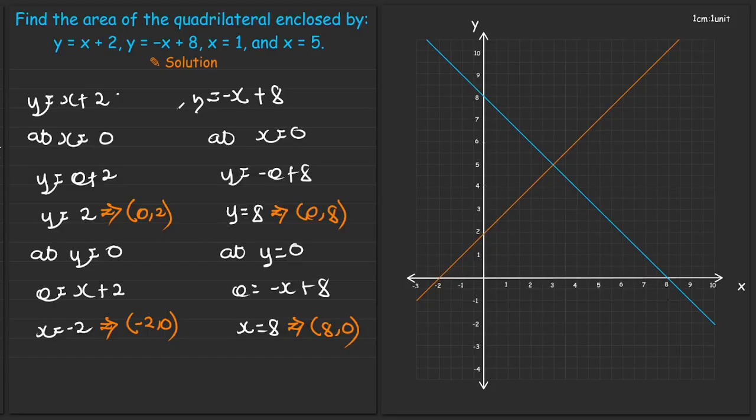So we have x equals 1. The line x equals 1 is simply a parallel line that passes through this. So we are just going to draw a straight line through 1. Then we have the next line, which is x equals 5. So this is where we have our 5. We draw a straight line this way.